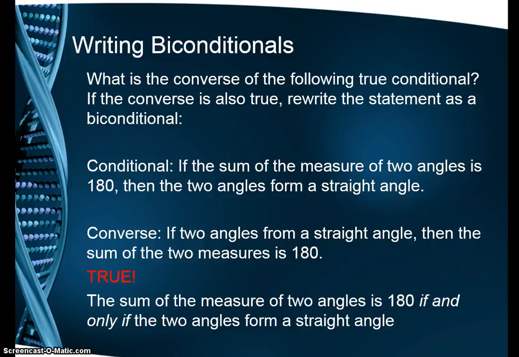So you see how I no longer have if-then statements. I now have the two hypotheses and the conclusions with a combination of the if and only if in between. That means this can only happen if and only if this is going to happen.